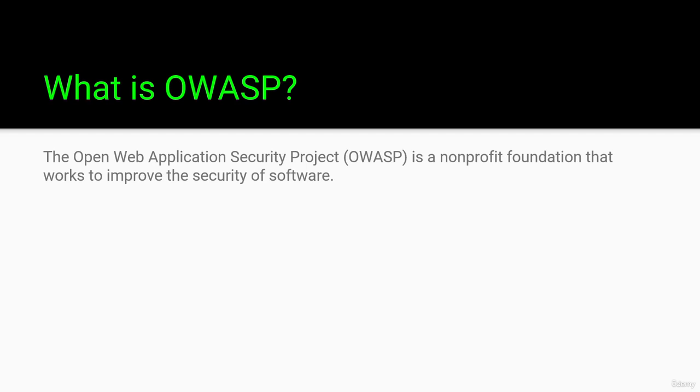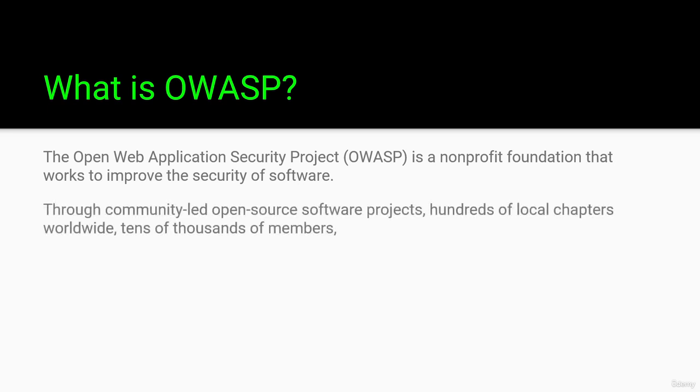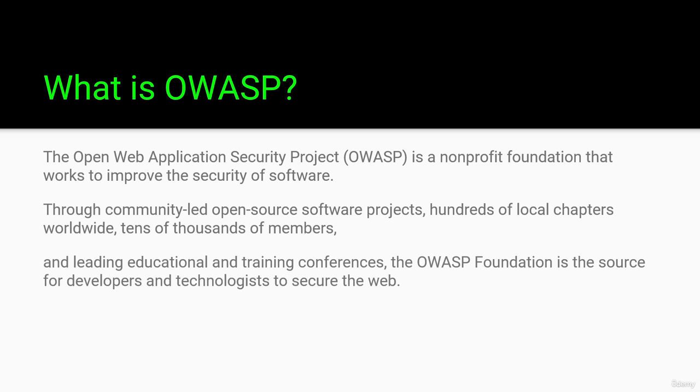OWASP Top 10 Vulnerabilities. Now the first thing, what is the OWASP? The OWASP is the Open Web Application Security Project. It is a non-profit foundation that works to improve the security of software. Through community-led open source software projects, hundreds of local chapters worldwide, tens of thousands of members, and leading educational and training conferences, the OWASP Foundation is the source for developers and technologists to secure the web.